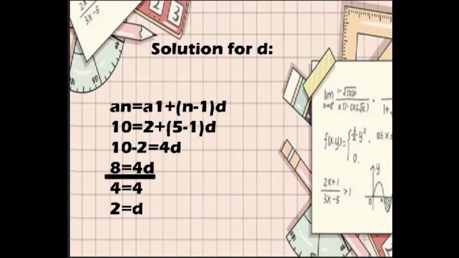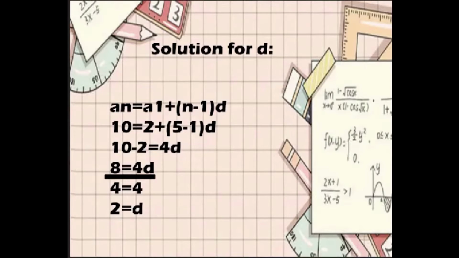To solve for d, here is the formula. a sub n is equal to a sub 1 plus (n minus 1) d. After that, substitute the given. So it becomes 10 is equal to 2 plus (5 minus 1) d. After that, we need to transfer 2 to the left side and simplify 5 minus 1. So it becomes 10 minus 2 is equal to 4d.